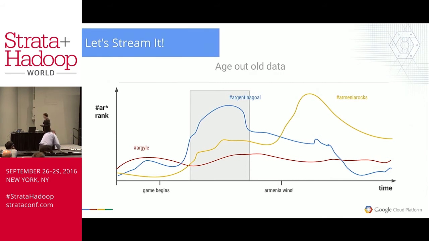As the game draws to a close and Armenia wins the game, the most relevant thing that we should be returning at that point is Armenia rocks, because that's the most frequent thing that people are tweeting. So how do we take the batch pipeline that we wrote just a minute ago and turn it into a streaming pipeline that gives us this desired result?